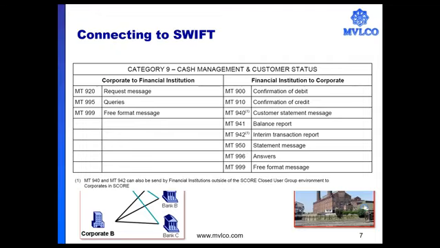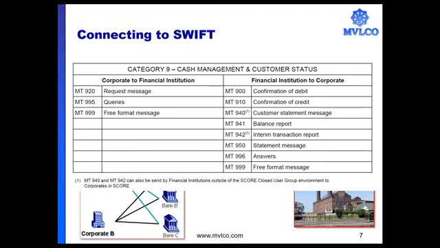When it comes to category 9, we have cash management and customer status messages. A corporate can send an MT920 request message requesting a statement, an MT995 a query, and an MT999 a free format message. On the other hand, a financial institution can send MT900, MT910, 940, 941, 942, 950, 996 and 999 to a corporate. So these are the categories of messages which the banks and the corporate can exchange with each other when the corporate is using SWIFT SCORE, that is the standardized corporate environment.